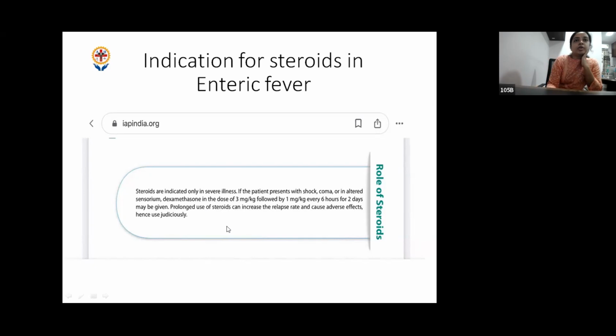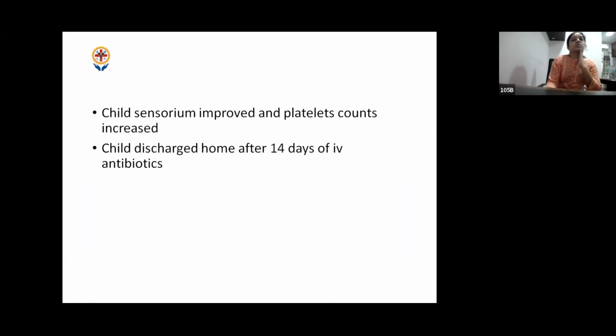So we started the child on dexamethasone and gave it for 48 hours. After changing the antibiotic to meropenem and azithromycin and starting dexamethasone, the child's sensorium improved, platelet counts increased, and we could discharge the child home after 14 days of IV antibiotics. At the time of discharge, the child had normal sensorium and was able to walk.